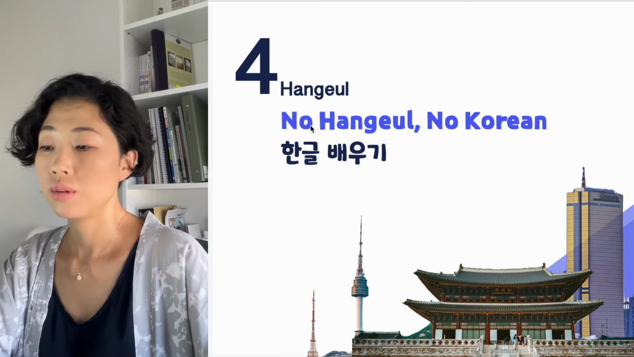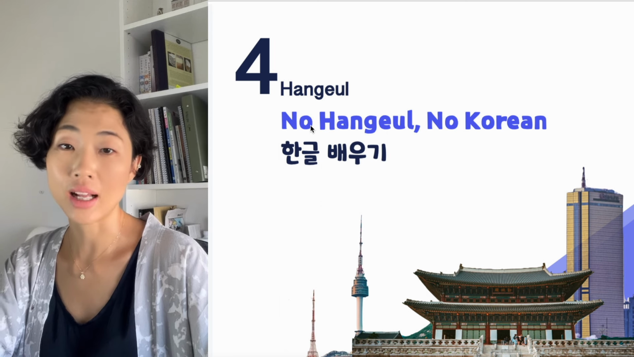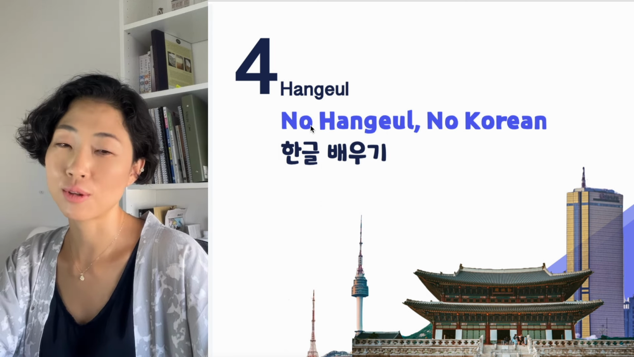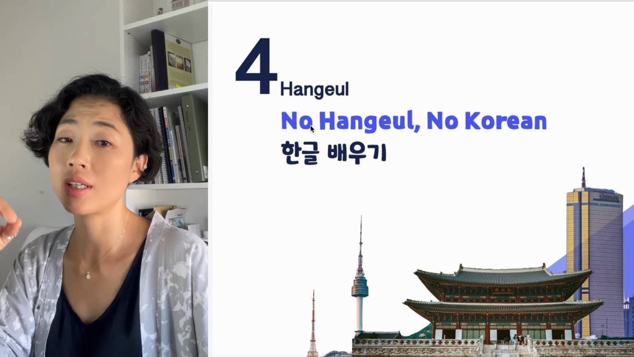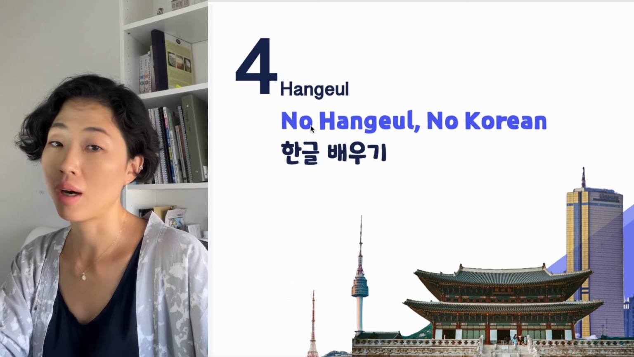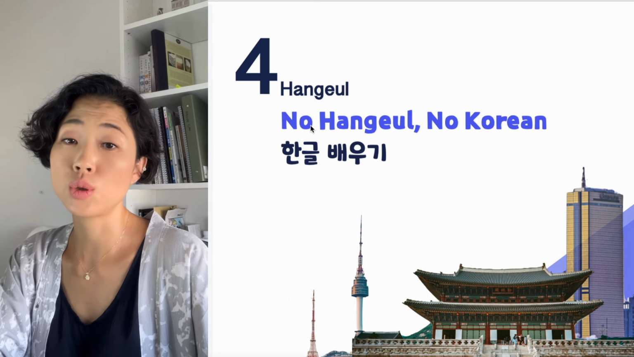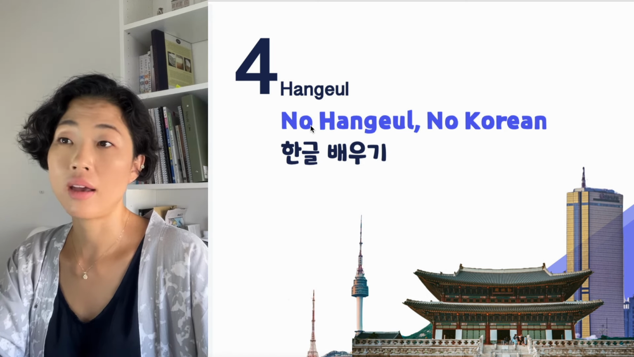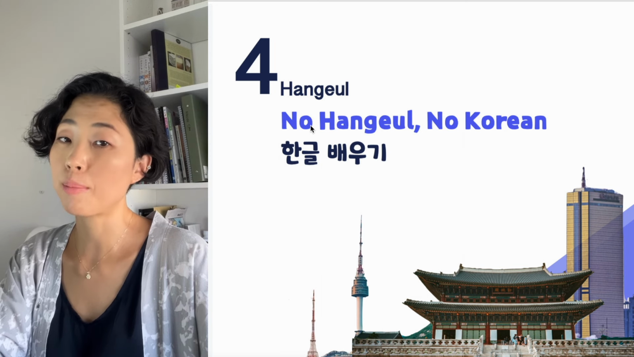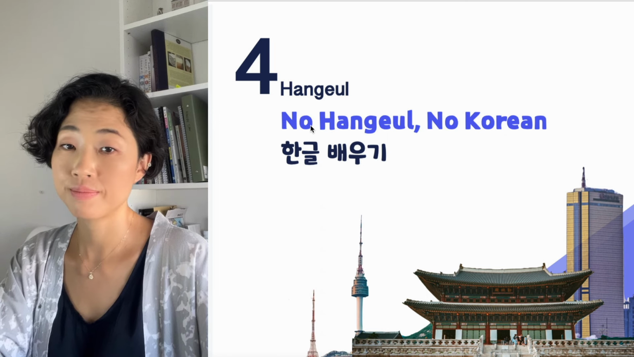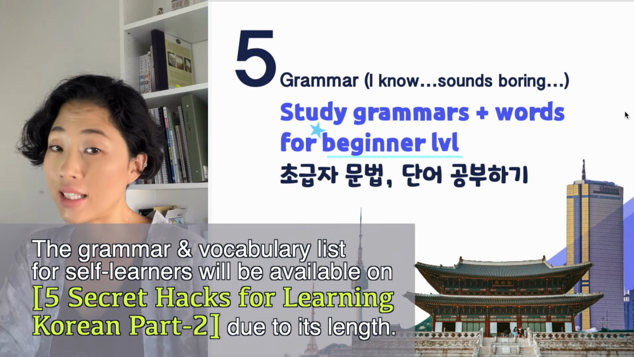Number 4 is learning Hangul. Hangul, the Korean alphabet. No Hangul, unfortunately, no Korean language. Some people think it is very difficult to remember, but it's the same as English. It has consonants and vowels, which is only 24 letters. And when you know the logic of the creation of Hangul, you can easily memorize them within a couple of hours. Trust me. Number 5, grammar.